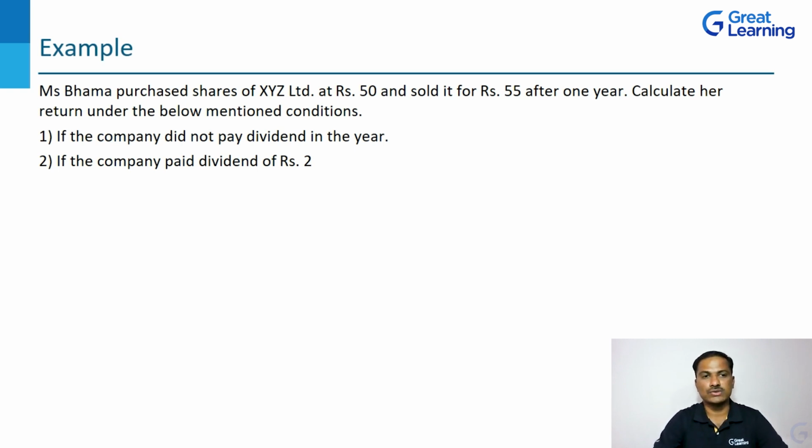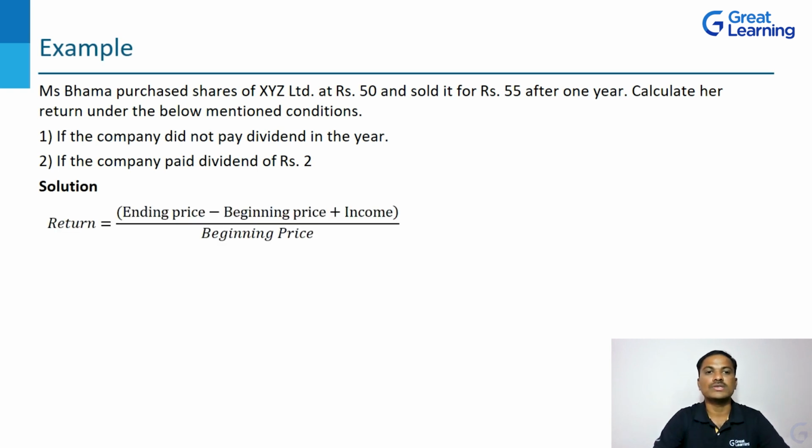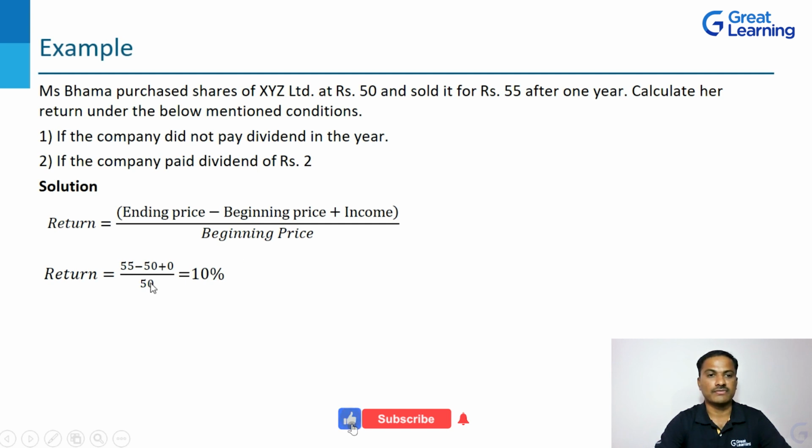Let us see the first situation. Assume there is no dividend. So what is the formula? Return is equal to ending price minus beginning price plus income, divided by beginning price. So here, what is the ending price? 55 at the end of 1 year. 55 minus beginning price, which is 50, plus 0. Why 0? Because we are assuming there is no dividend, right? Divided by 50, that is beginning price 50. So 10% is the return.